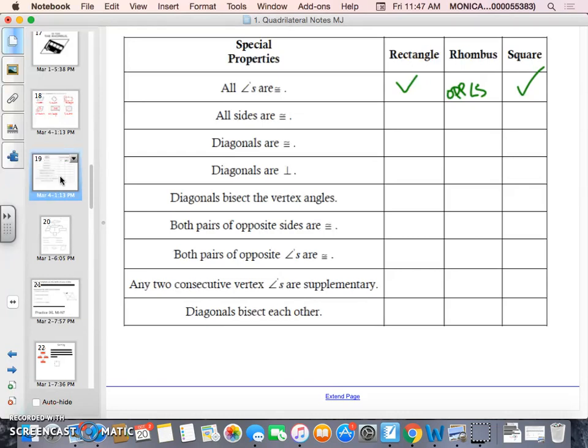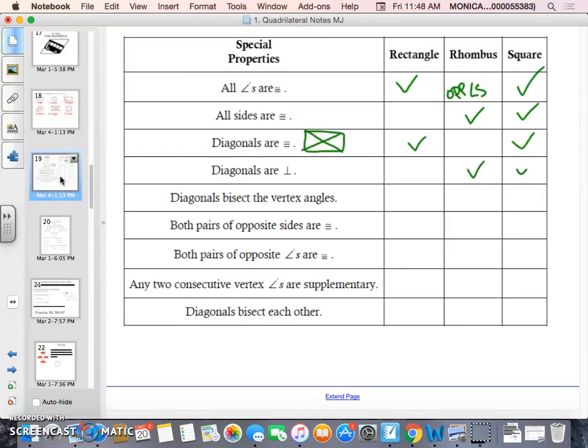In which shapes are all the sides congruent? Well, I know a rectangle is opposite sides, so I'm not going to check that one. But I do know that a rhombus and a square, all sides are congruent. Now we're talking about diagonals here. So we're talking about which shapes have congruent diagonals. And again, that's going to be our rectangle and our square. In a rhombus, you're going to have one long and one short.